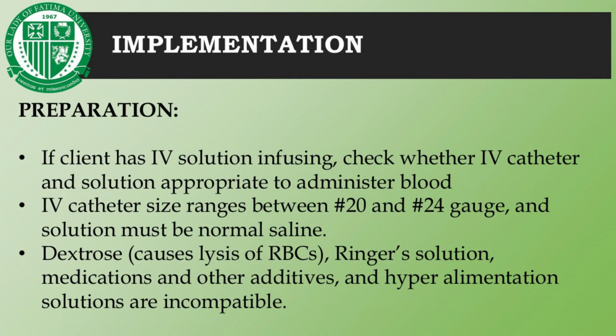In implementation, the first thing we should do is to prepare the client. If the client has an IV solution infusing, check whether the IV catheter and solution are appropriate to administer blood. IV catheter size ranges between number 20 and number 24 gauge, and the solution must be normal saline. Dextrose, which causes lysis of RBCs, Ringer's solution, medications and other additives, and hyperalimentation solutions are incompatible.